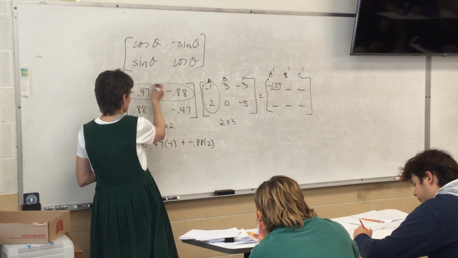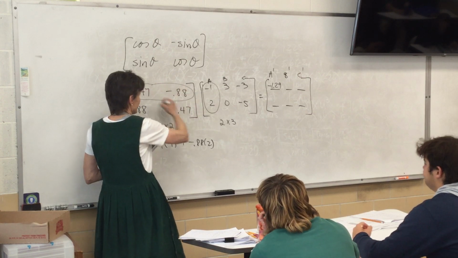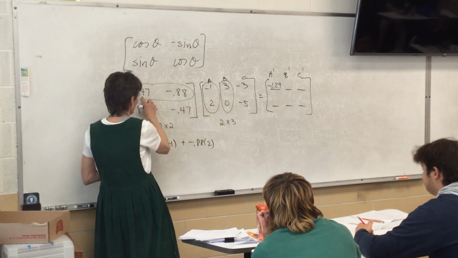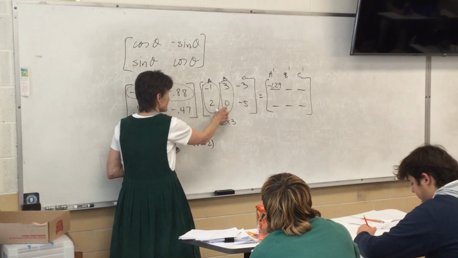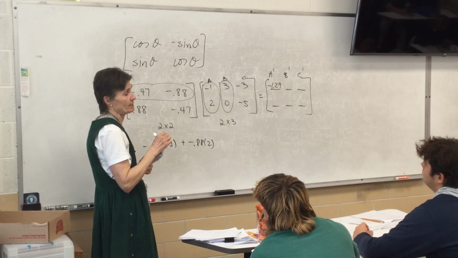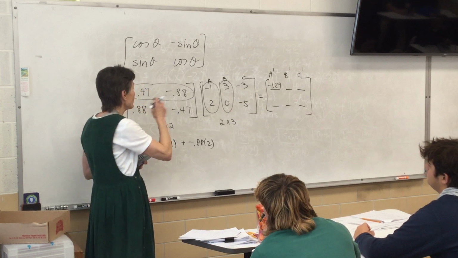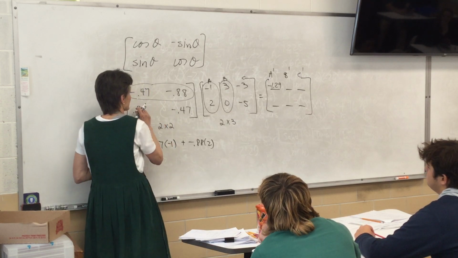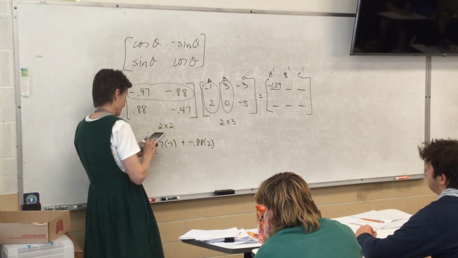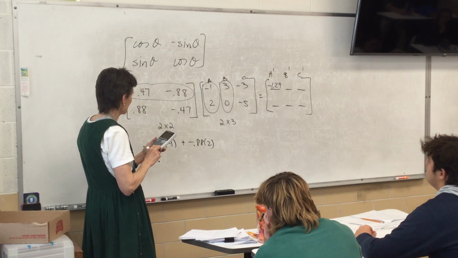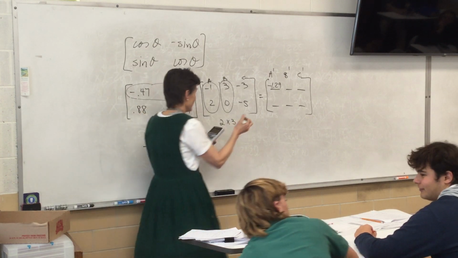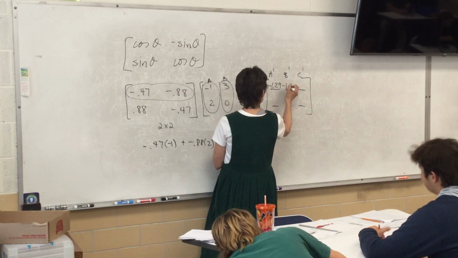And then I'm going to take this times this. So first times first, second times second. If you are uncomfortable with matrix multiplication, you need to get in here during office hours because we have to know how to multiply matrices. So first times first, second times second, and add them up. So it really helps when there's a 0 in there. Negative 1.41.